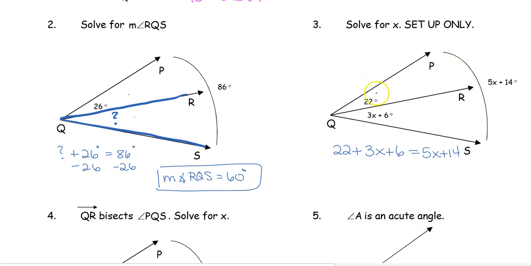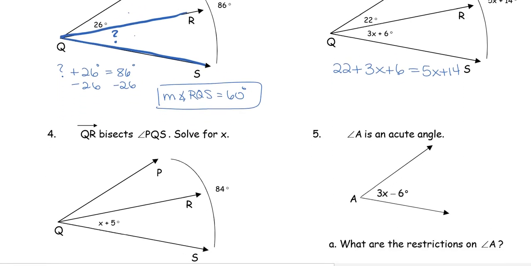As you look at the diagram, we see that this small angle right here is 22. The other small angle is 3x plus 6. It takes these two angles to equal the whole angle, 5x plus 14. So it's 22 plus 3x plus 6. These two things together have the same measure as the big angle, 5x plus 14.